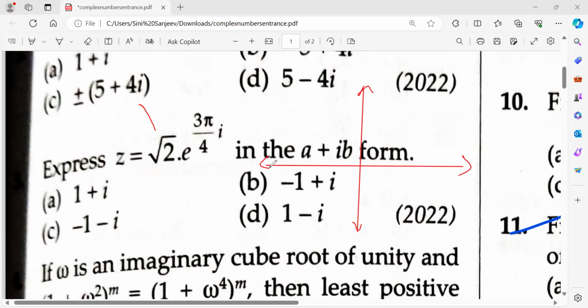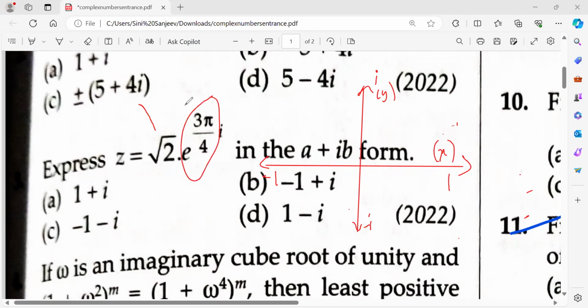Towards the left, correct? For example, let me take this as my i, this is my minus i, correct? And this is my 1, and this is my minus 1, just like my x-axis and y-axis. Just mark these things in the graph.